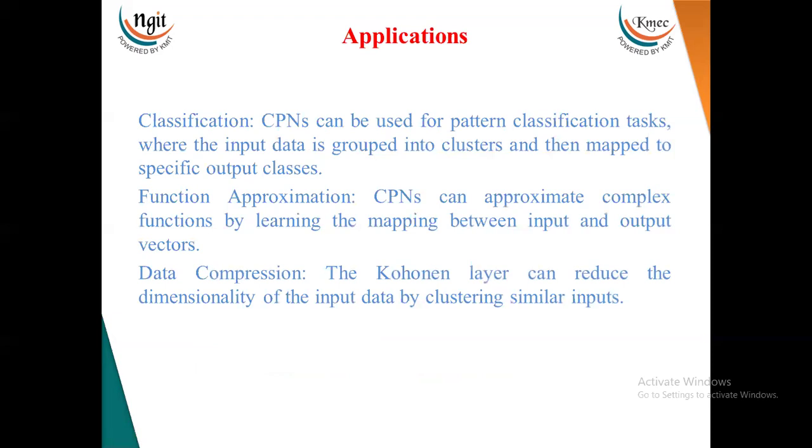So what are the different applications for your counterpropagation network? Classification, we can easily classify the points, function approximation, and data compression. As we are using the Kohonen layer, compression will obviously be applicable. And because we are using the Euclidean distance formula, we can use it for both function approximation and classification.